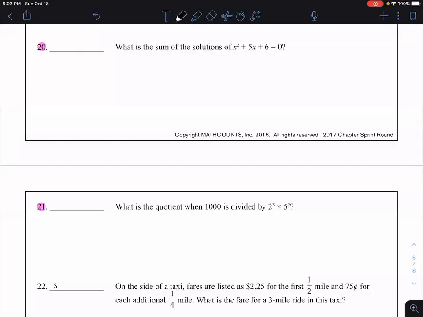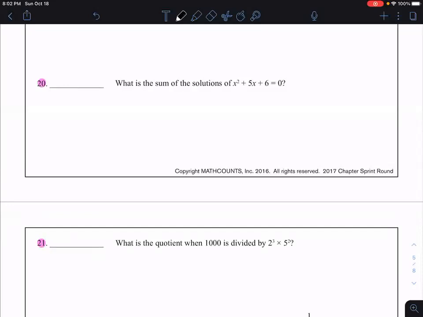So there are two ways you can do this. One, the simplest way, is to use the special formula for the sum of solutions or factors. Well, if you have a quadratic equation, ax squared plus bx plus c equals 0, then the sum of the solutions or factors is just negative b over a. So in this case, that would be negative 5 over 1, and that's negative 5.